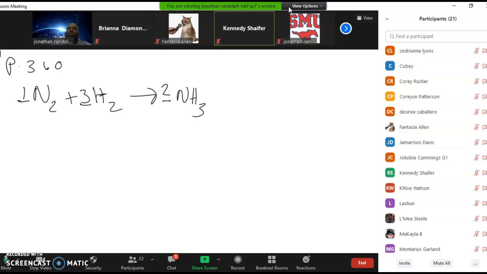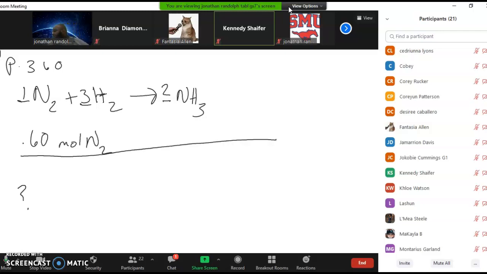So the first thing you did is you wrote out your equation. The second thing you did was balance. And now you're going to have to go back and figure out what the question asked you for. So in this case, it gives you 0.60 moles of N2. The question mark is question mark moles NH3.